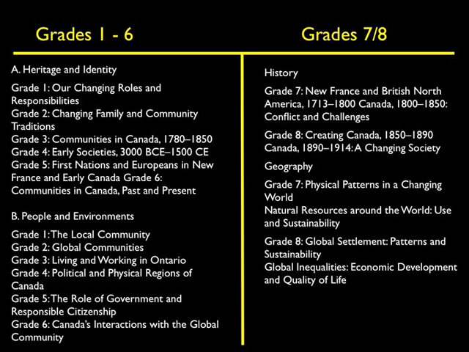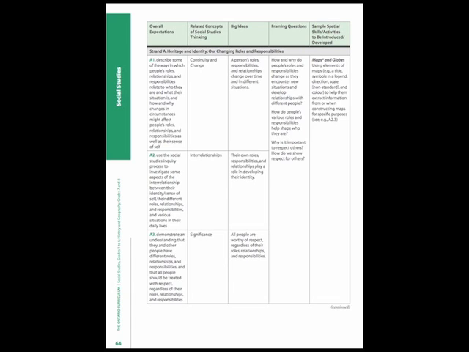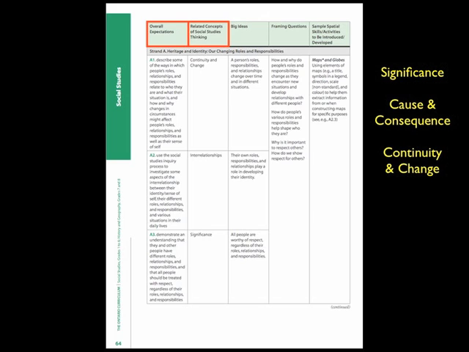New to the revised curriculum is a handy overview of each unit that is an excellent starting point for looking for combined grades connections. The overview lists the overall expectations for each unit and the related concepts of social studies thinking, which are another new feature. The concepts of social studies thinking provide the crucial foundation that will allow students to think about and process content in a deeper and more meaningful way. The 6 concepts are significance, cause and consequence, continuity and change, patterns and trends, interrelationships, and perspective.